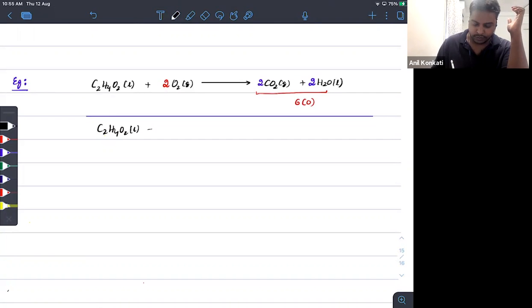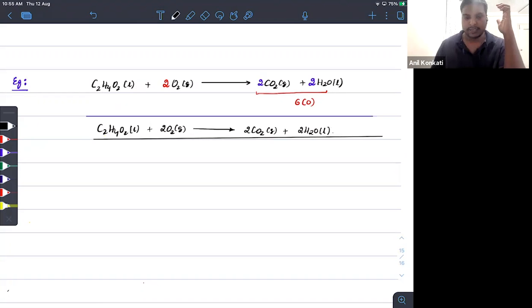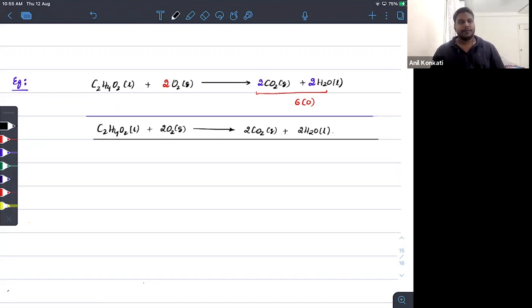Now if you write it down, you will get C2H4O2 liquid plus 2O2 gas giving 2 CO2 gas plus 2 H2O liquid. That's how you'll balance the equations. Please make sure you learn to balance the equations and how exactly the reactions look.